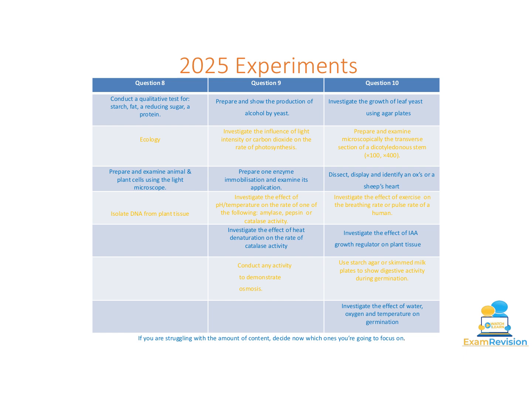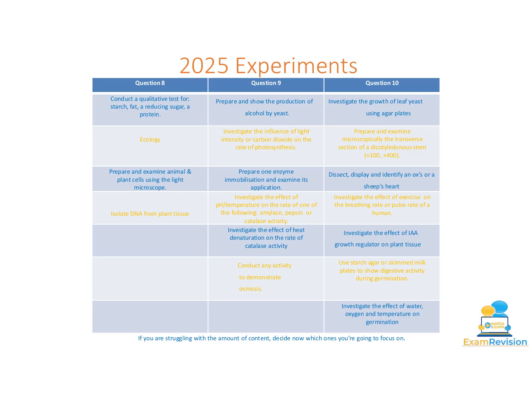And then question 10, a little bit more involved here again. We have the investigation of the growth of leaf yeast using agar plates. So that's the experiment where you produce your pink colonies. The preparation and examination of a transverse section of a dicot stem, the heart dissection, the effect of exercise on breathing rate or pulse rate, the serial dilution experiment, the effect of IAA growth regulator on plant tissue, and then showing the digestive activity of seeds during germination, depending on what agar plates you used, and then showing the effect of water, oxygen, and temperature on germination. That's the 3 requirements for germination to happen.